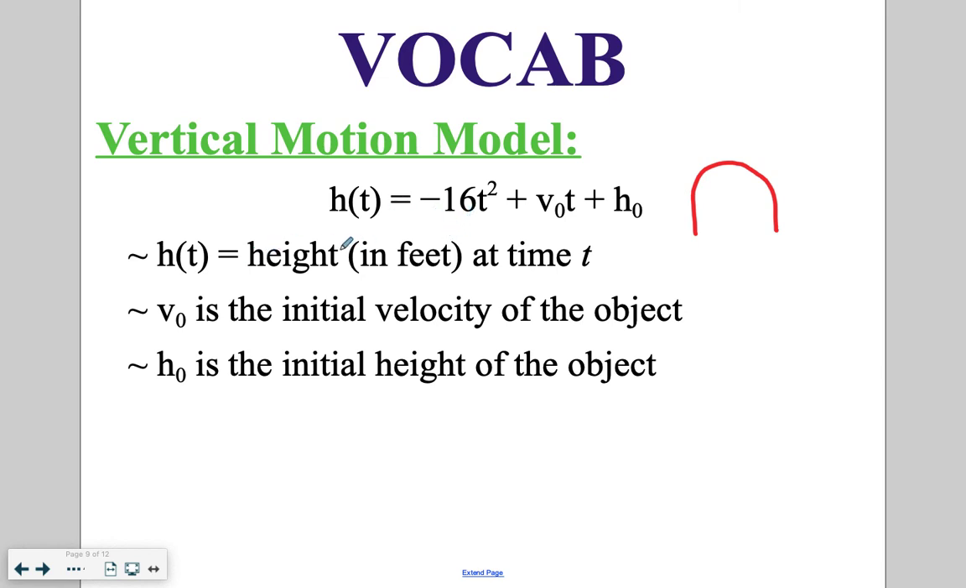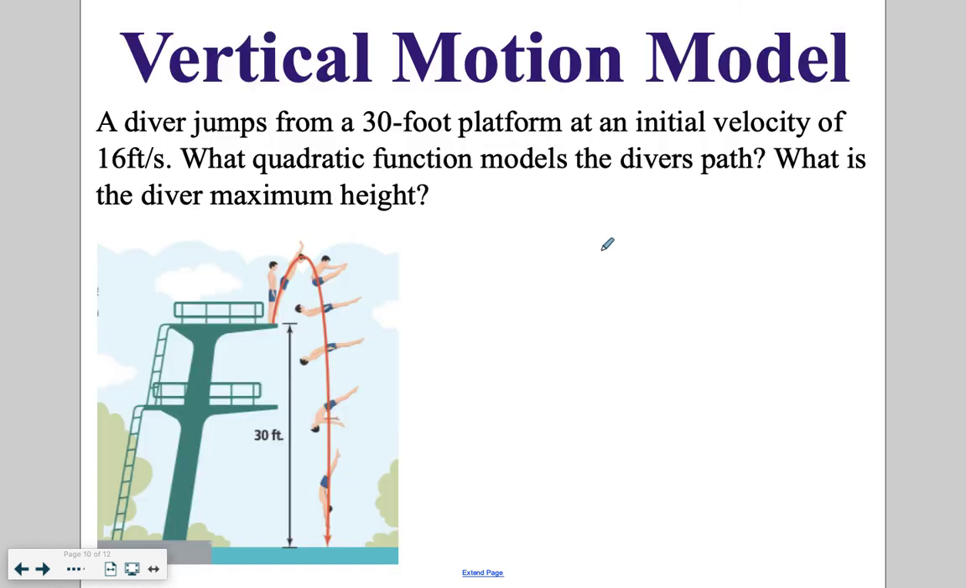So our height, h of t, at time t, can be modeled by negative 16t squared plus the initial velocity. So we call that v0 times the time. So v0 is going to be replaced with a number. That's going to be initially how fast the object is traveling. Plus h0, which is going to be the initial height that your object starts at. So, for example, we have a diver who jumps from a 30-foot platform with an initial velocity of 16 feet per second.